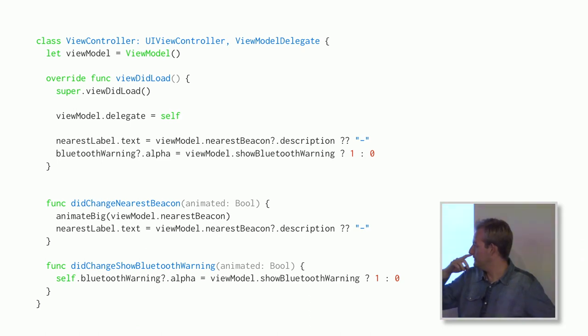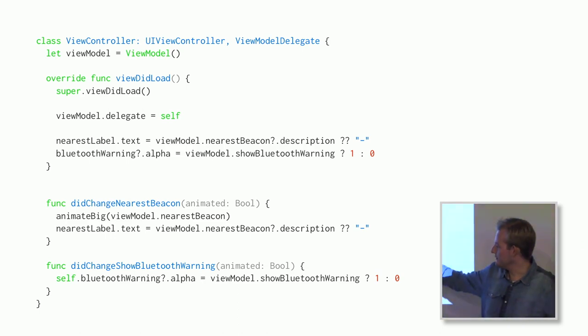So the text label has to be set up, and the alpha value of the Bluetooth warning has to be set up to the initial state. And then whenever the delegate gets called, it updates the UI. So when the nearest beacon changes, it animates and it changes the text label. And when the Bluetooth warning changes, it looks at the current state of the view model and changes the alpha of the warning.